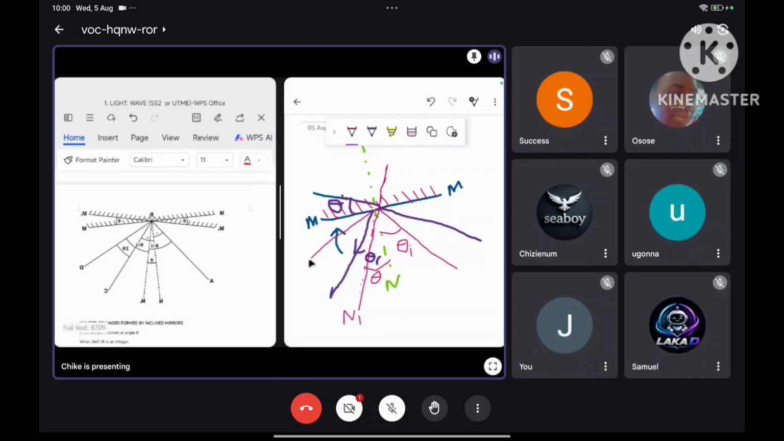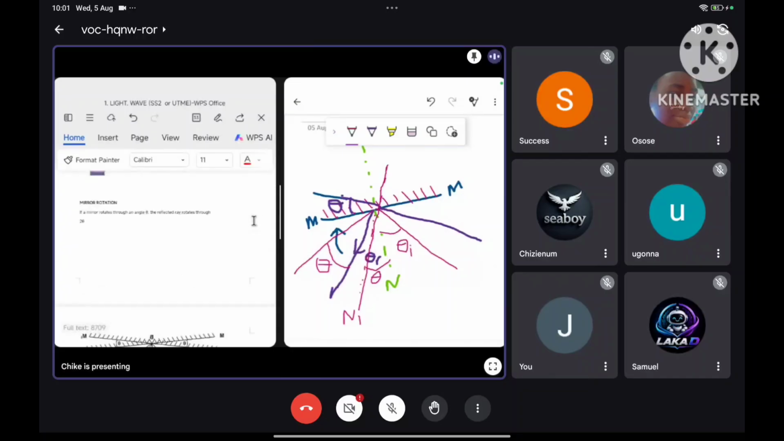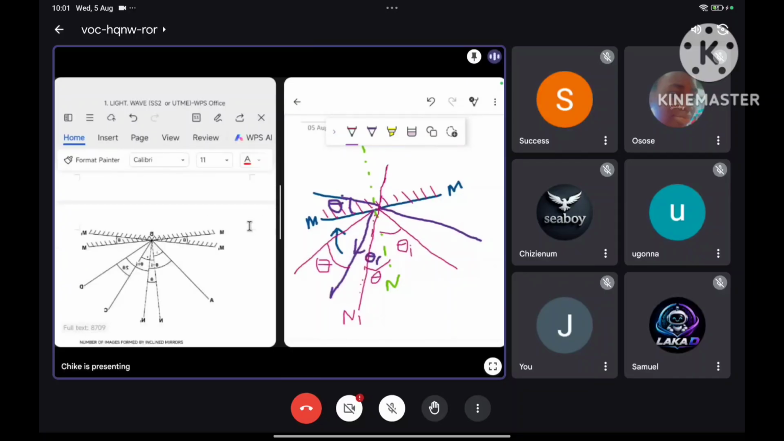And it will now have a new angle of what? Reflection. Remember, from the second law of reflection, angle of incidence is equal to angle of what? Reflection. So that means the new angle of reflection also will be theta. So if we check it, what will now be the total image that is being formed? Or what will be the total angle through which the image that is being formed will be rotated?